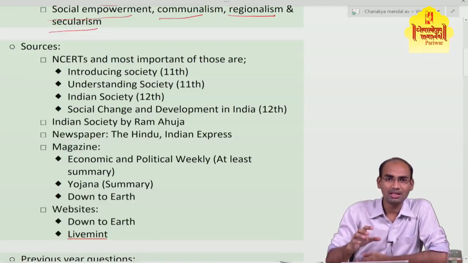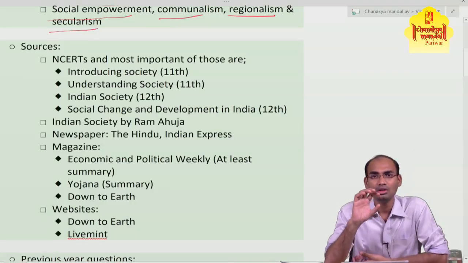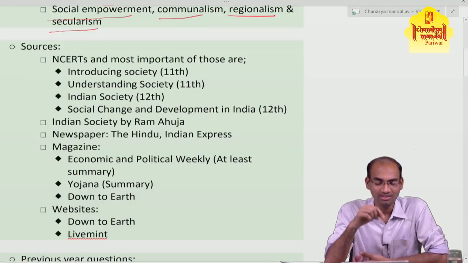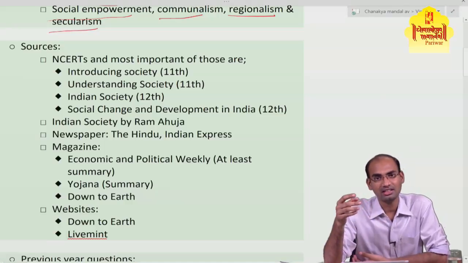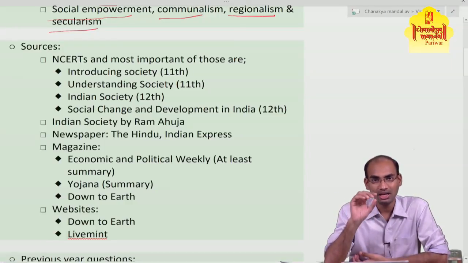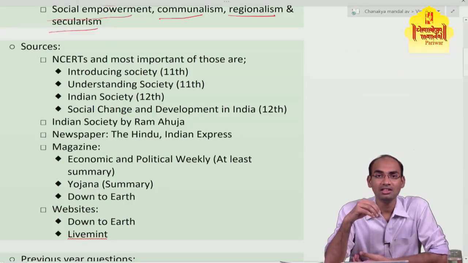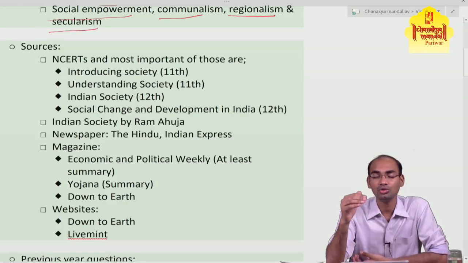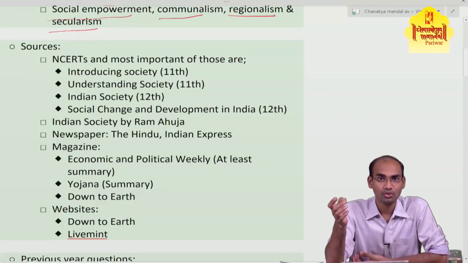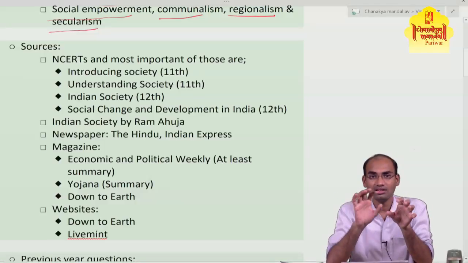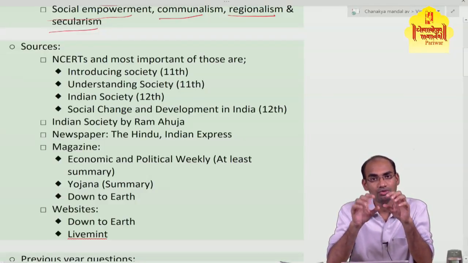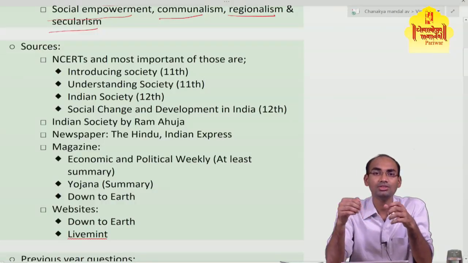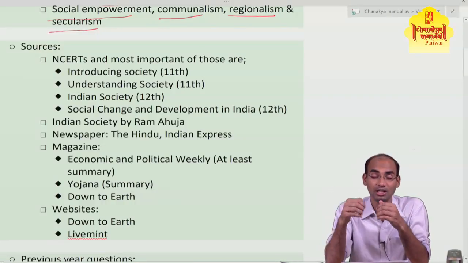Sometimes people say there's no benefit from reading these NCERT books related to society. But let me tell you, NCERTs are the best source because they highlight the issues which were there in the past, and they also highlight the issues which may continue to be issues in the future. One should understand this correlation: the issues which were in the past, the issues which are in the present, and the issues which might be in the future.